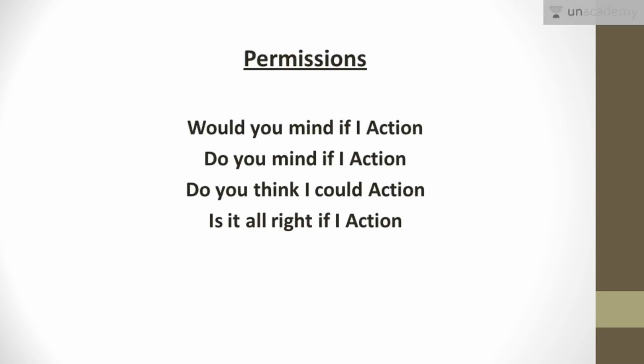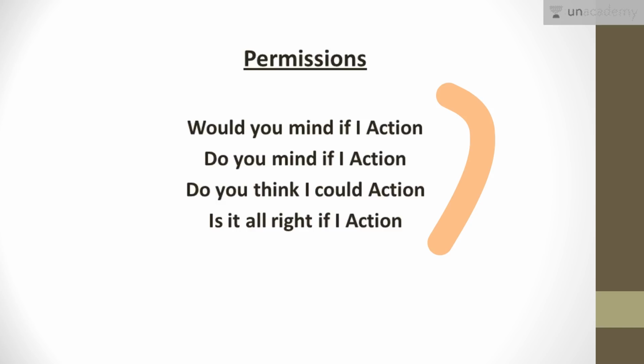Moving on, now here we have some 4 types of permission. If you just see here: would you mind if I action, do you mind if I action, do you think I could action, is it all right if I action? Now if you remember, in the last 2 lectures we talked about the concept of request, and in that we also talked about sentences like would you mind if I asked you to, or would you mind action plus ing. In that lecture I told you the difference between request and permission. That is, whenever I am asking you to do something for me, then it's a request.